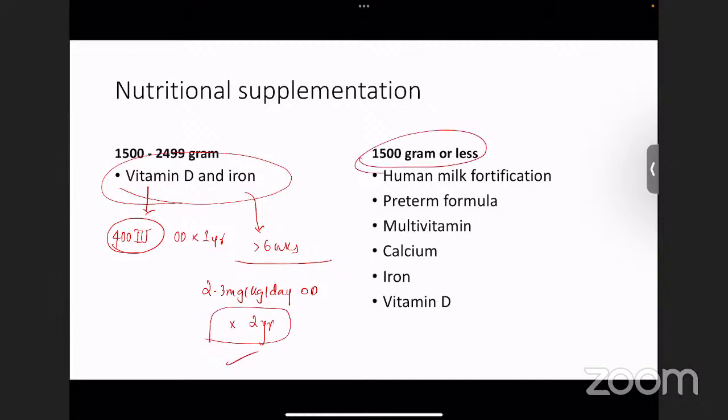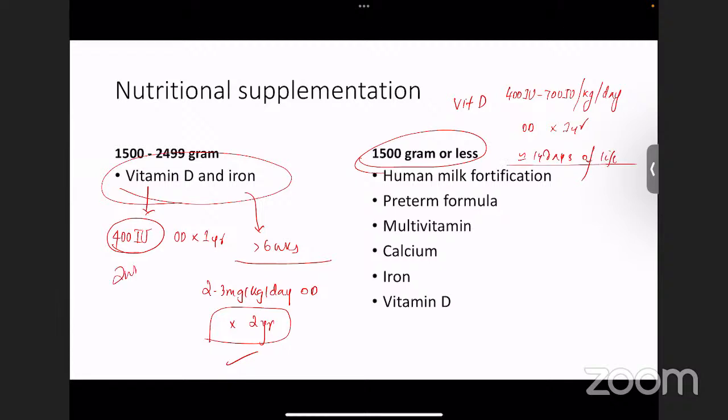For any baby less than 1500 gram, same vitamin D and iron. But the vitamin D prescribed for any babies less than 1500 gram should be 400 international unit to 700 international unit per kg per day in OD basis till 1 year of age. And vitamin D, normally we start within 40 days of life, and then iron.